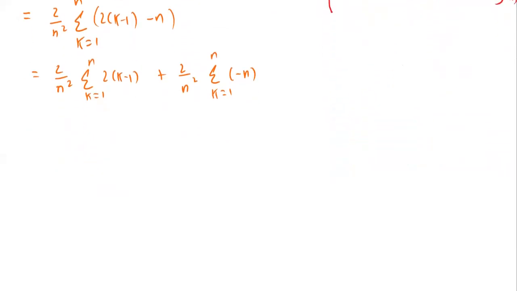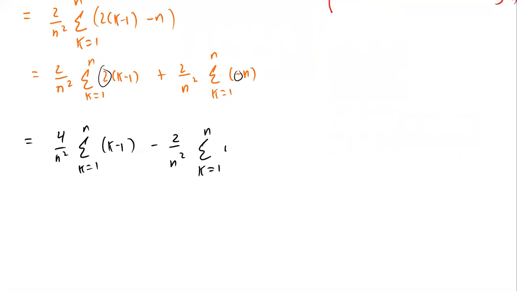Again, you can move constants out. Here I have a constant of 2. Here I have a constant of negative 1. So this becomes 2 times 2 is 4. So 4 over n squared times the sum k equals 1 to n of k minus 1, plus here, or minus, because I'm moving the minus outside, minus 2 over n squared times the sum k equals 1 to n of n.